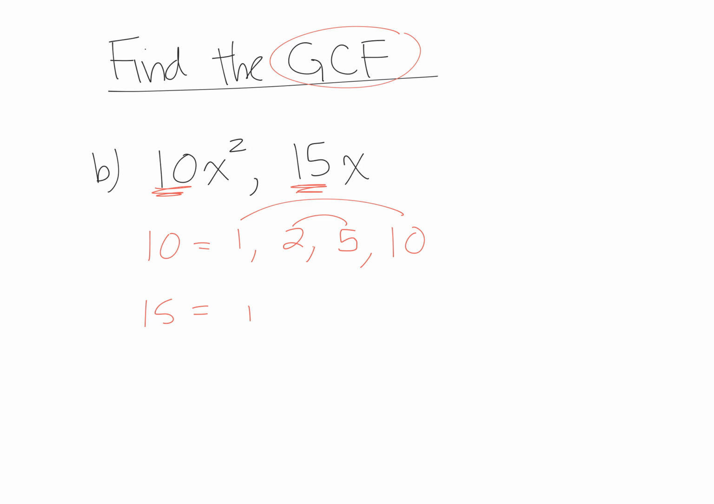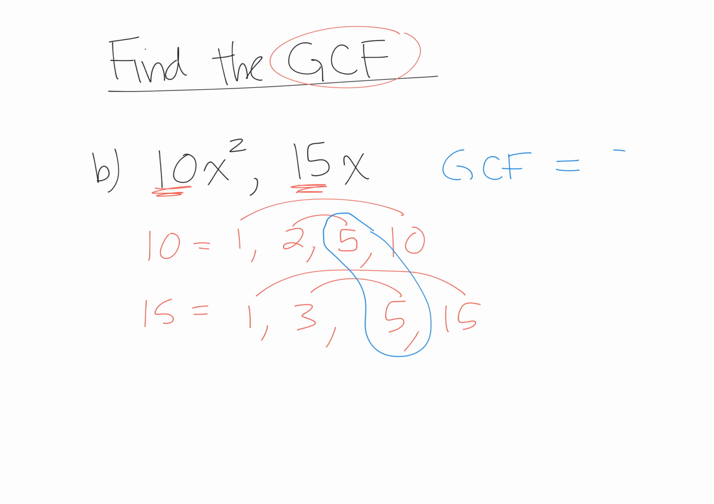Okay, what about 15? 1 times 15. Does 2 go into 15? 3 does. 3 times what? Good. 4 and 5 we already got. So, as you said, what is the greatest common factor? The greatest common factor of these two terms is 5.